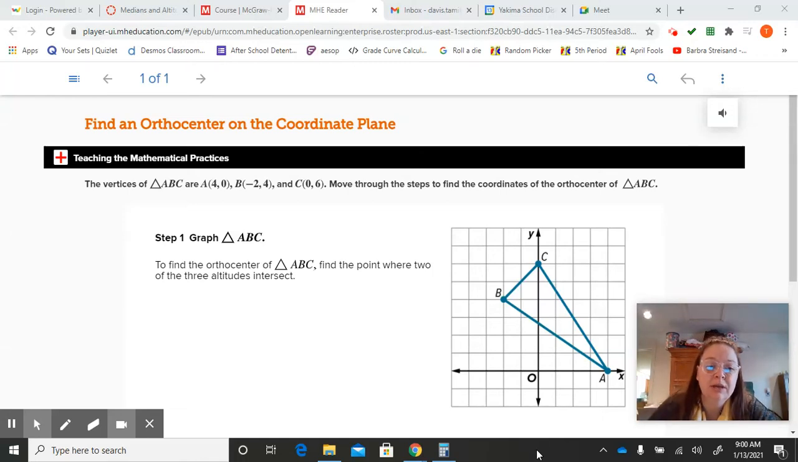The vertices of triangle ABC are A (4, 0), B (-2, 4), C (0, 6). Move through the steps to find the coordinates of the orthocenter of triangle ABC.